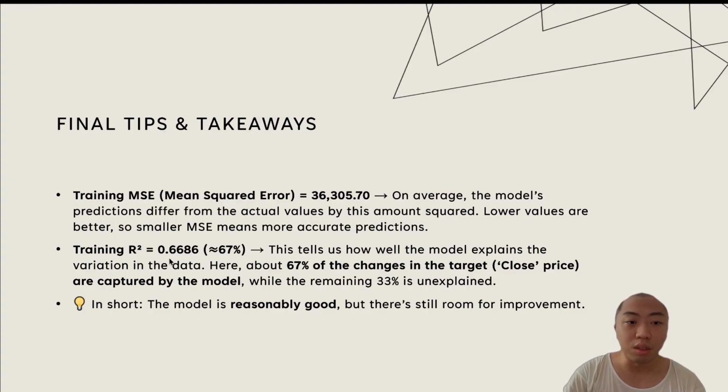So therefore, the R-squared score is approximately 0.686, so it is about 67%. This tells us how well the model explains the variation in the data. So that means 67% of the changes in the target, the close price, are captured by the model, while the remaining 33% is unexplained. So in short, this model is reasonably good, but there's still room for improvement.